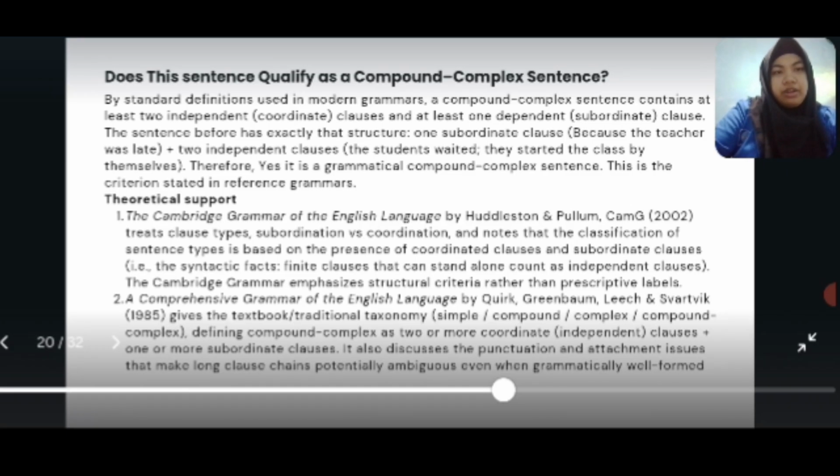A Comprehensive Grammar of the English Language by Quirk, Greenbaum, Leech, and Svartvik, 1985, gives this textbook or traditional taxonomy: simple, compound, complex, defining compound complex as 2 or more coordinate independent clauses plus 1 or more subordinate clauses. It also discusses the punctuation and attachment issues that make long clause chains potentially ambiguous even when grammatically well formed.